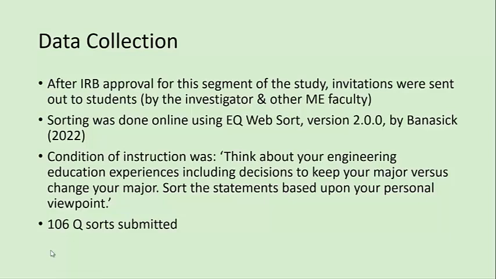Got IRB approval for the next part. Again, I got ME faculty and MET faculty and my son's friends who were in ME to participate. Everything was done online. I used EQ WebSort by Sean Banasick. The condition of instruction was to think about your engineering education experiences, including decisions to keep your major versus change your major, and then sort the statements based upon your personal viewpoint. And I managed to collect 106 Q sorts, which is a lot in the land of Q.